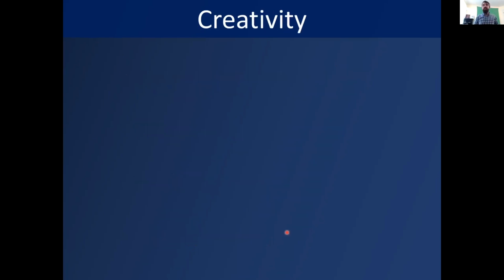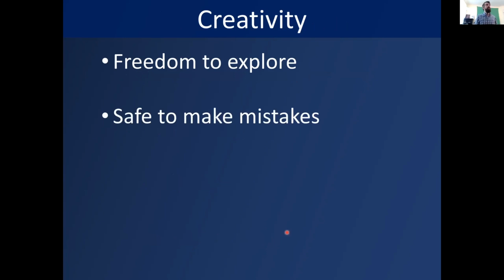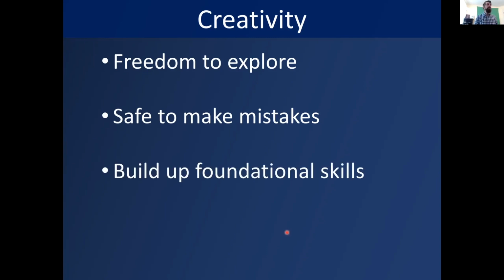I'm going to very briefly talk about creativity, which is a high-level learning. It was at the top of Bloom's taxonomy. And this is something where you really need some freedom to explore, to be able to develop your creativity, where you want to feel like you're in an environment where it's safe to make mistakes and to go back from it, where you can build up from your foundational skills.